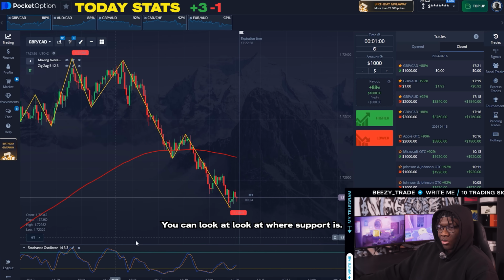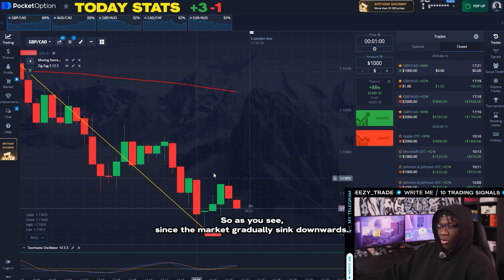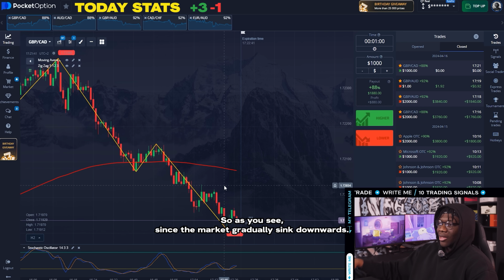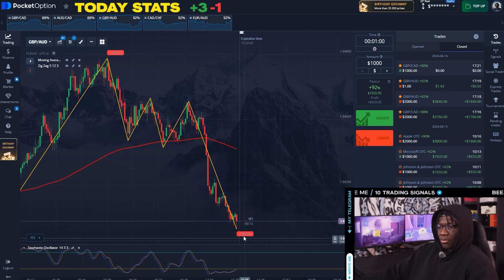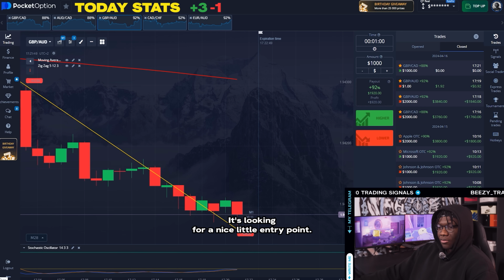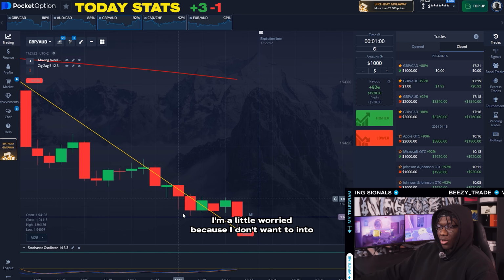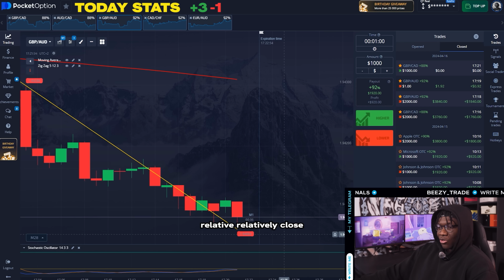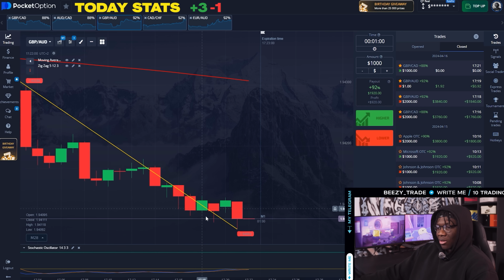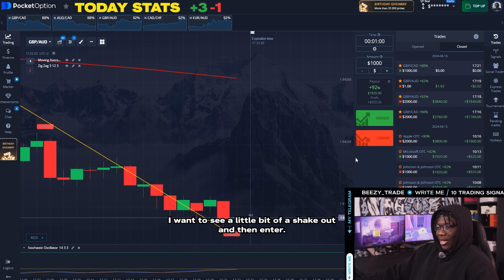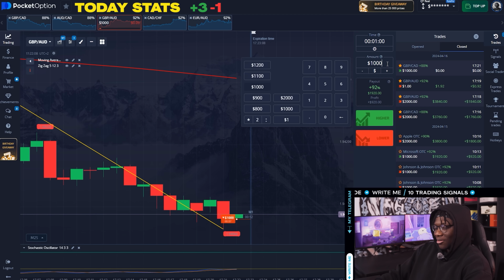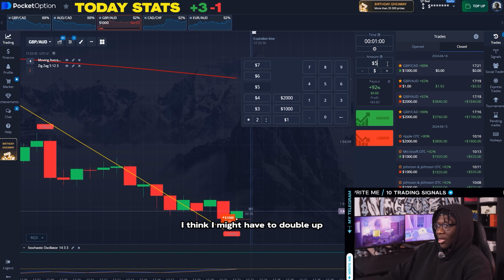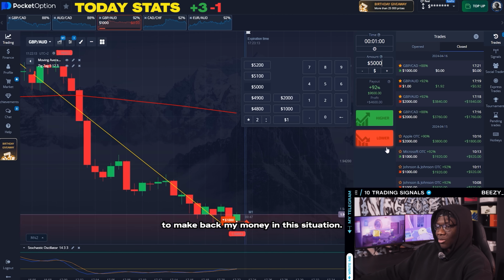You can look at where support is. So we should see the market gradually sink downwards. Just looking for a nice little entry point. I'm a little worried because I don't want to enter relatively close to the end of the candle. I want to see a little bit of a fake out and then enter. Okay, I didn't get into my fake out completely, but I think I might have to double up to make back my money on this situation.